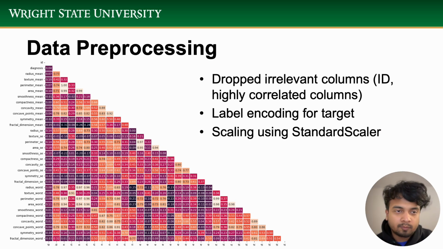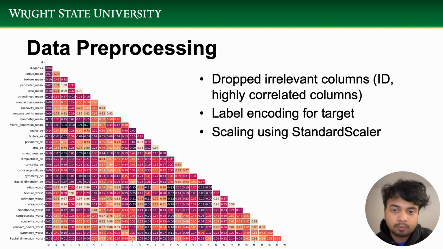Now we will move forward with the data pre-processing. We cleaned the dataset by removing non-useful columns and converted the target labels to numeric form. Since our models are sensitive to scale, we used StandardScaler to normalize the features. We plotted a heat map using the correlation matrix, from which we filtered out the columns having correlation of more than 92%.